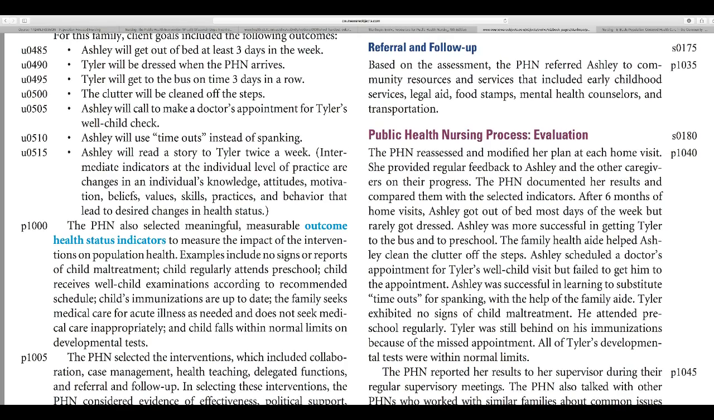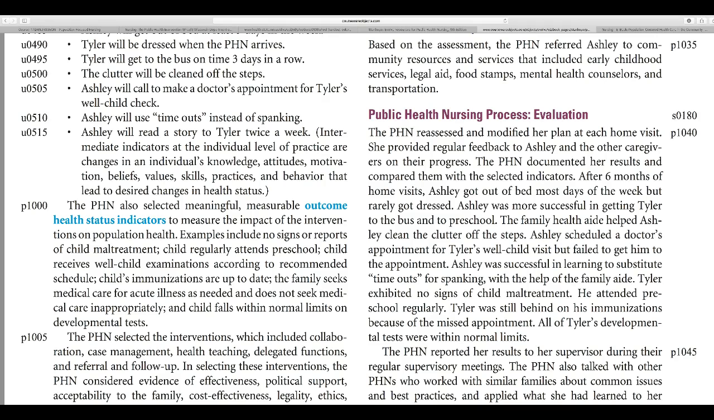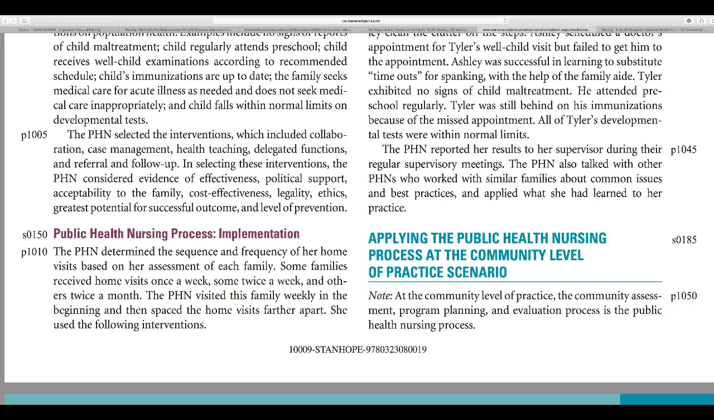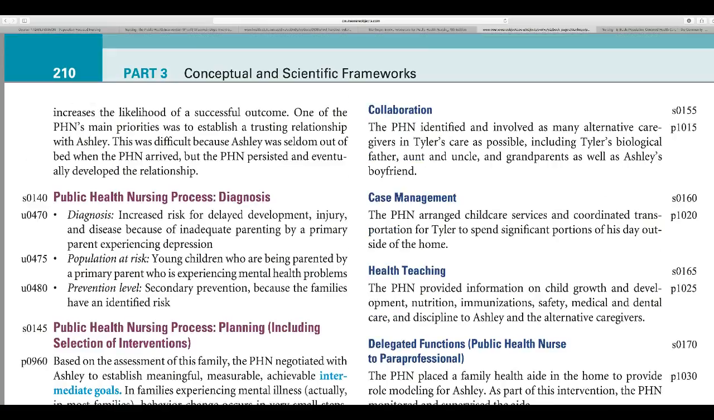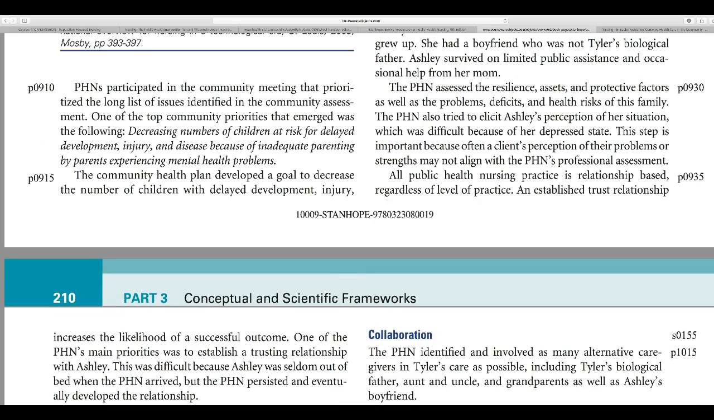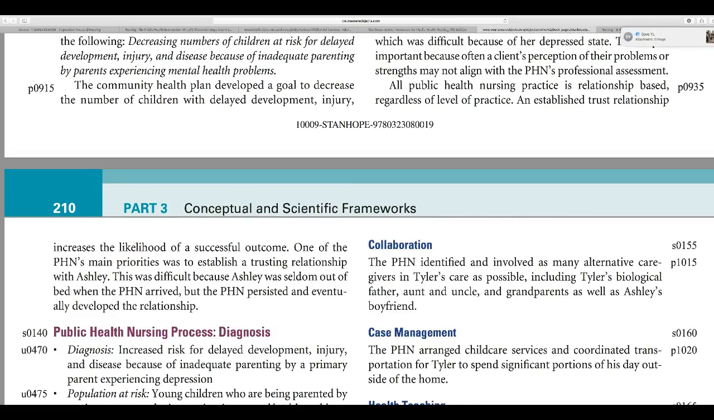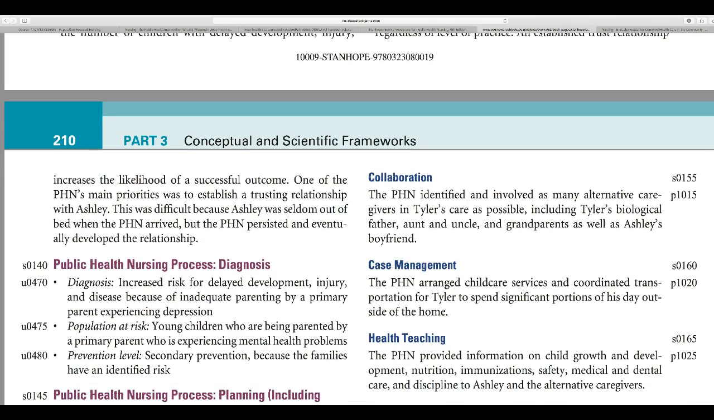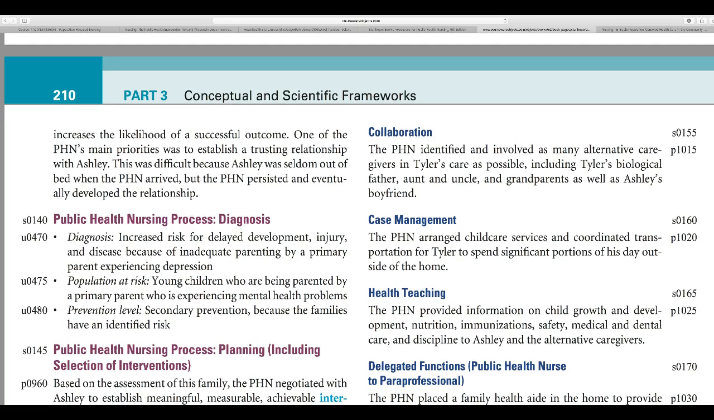In selecting these interventions, the public health nurse considered evidence of effectiveness, political support, acceptability to the family, and cost effectiveness. So implementation: the public health nurse determined the sequence and frequency of her home visits based on her assessment. Some families get once a week, some twice a week, others once a month. She visited this family weekly in the beginning and then will space out more based on the interventions and the findings.